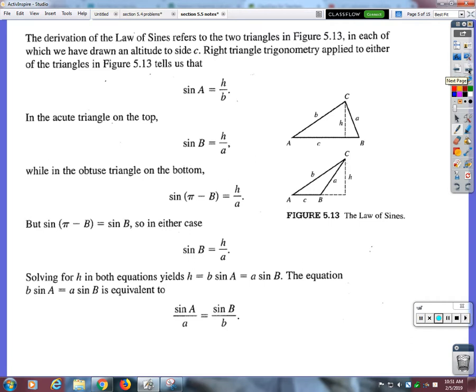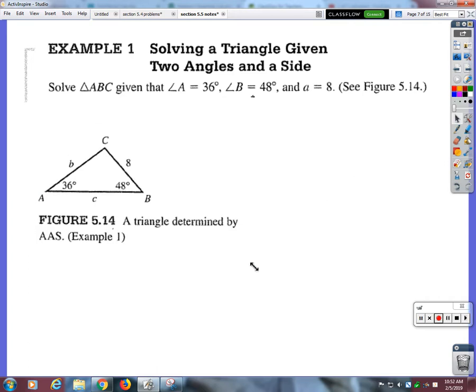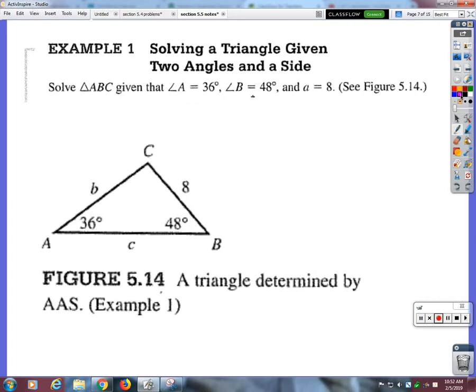Okay, so this is where the law of sines comes from. All right, so let's use this to solve a triangle where we know two of the angles and one of the sides. Okay? Are you ready? Don't blink, it's going to go quick. Okay? Here we go. To solve this triangle, I'm going to go the sine of 48 degrees divided by b equals the sine of 36 degrees divided by 8.